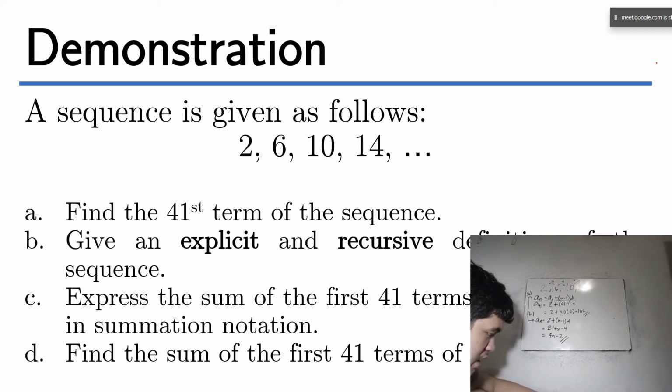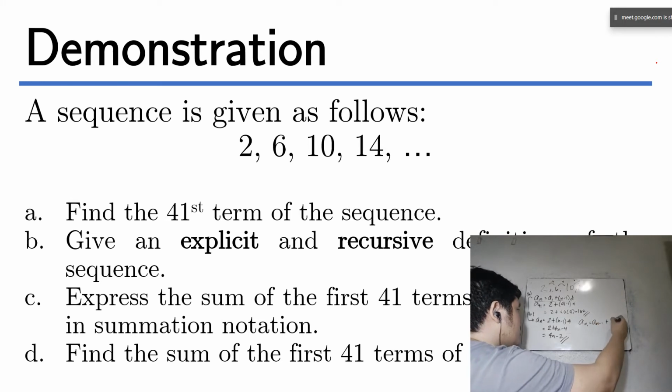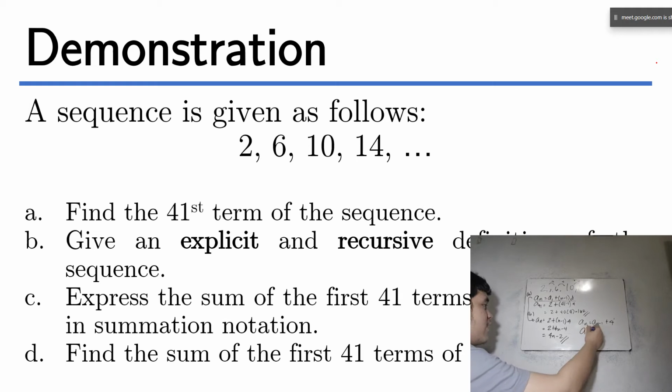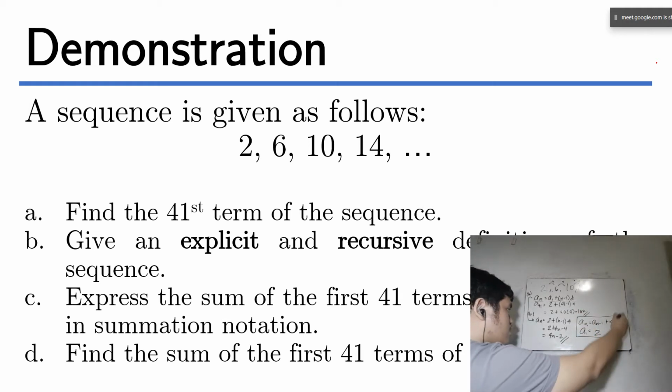Next, recursive definition. What did we do? To get the next term, we add 4 to the previous term. So, we can write it like this: A sub n equals a sub n minus 1 plus 4. As simple as that. Where we define the first term, a sub 1 equals 2. Okay?